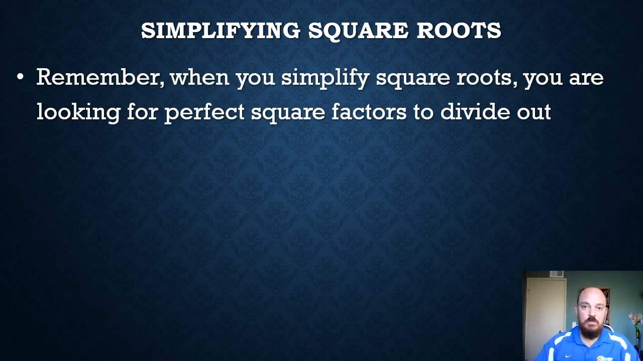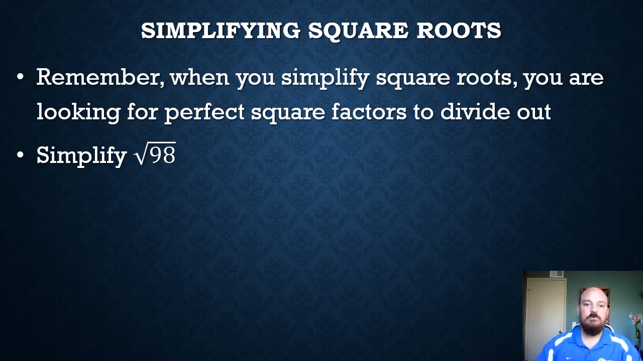Now, I want to remind you guys about what we talked about in part 2, just how to simplify with a number. So I said when you're simplifying a square root, you're looking for perfect square factors to divide out. So let me do a quick example, and I'm going to break it apart and it'll lead into how we're going to do variables. Let's say we want to simplify the square root of 98. So I go off to the side and I do my factor tree for 98.